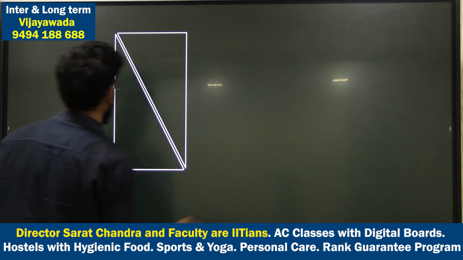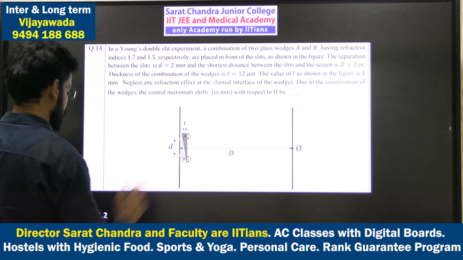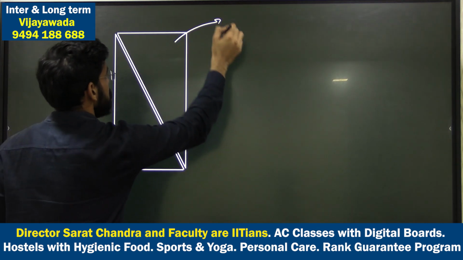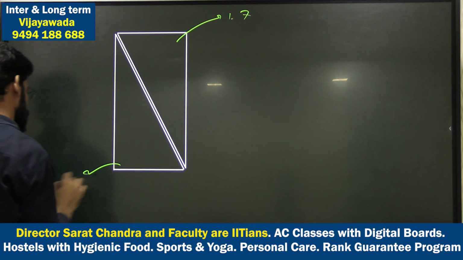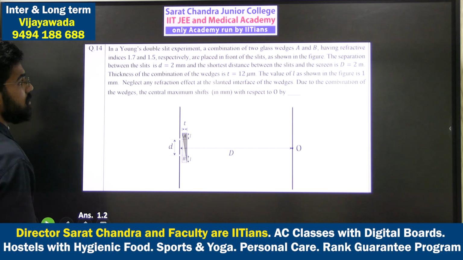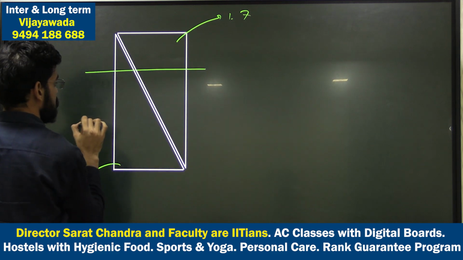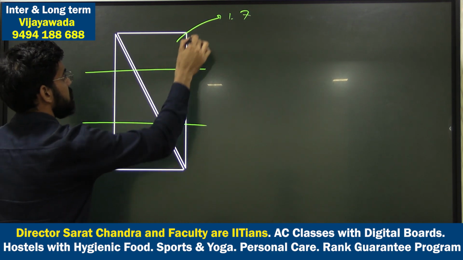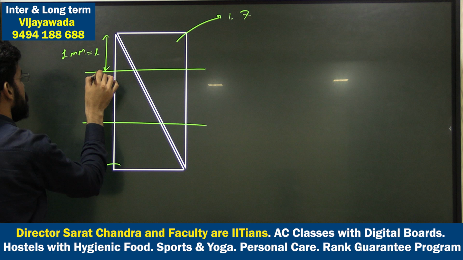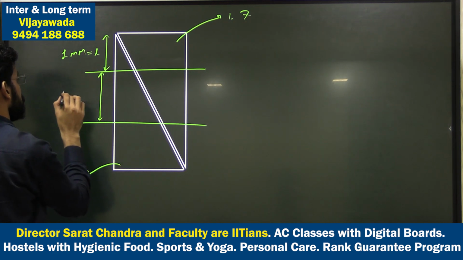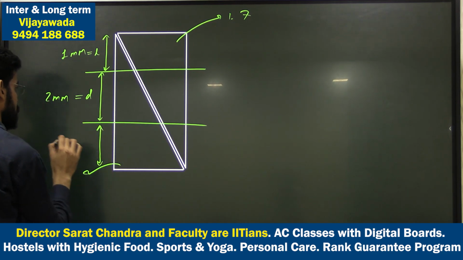Like this it is. What is happening here is, this he mentioned as A, so A has a refractive index of 1.7, and this is 1.5. Next, what he mentioned here is your slit like this. This is L, and L is 1 millimeter. And this is D, the gap where the slit is, which is 2 millimeter, and this is also L this side, which is 1 millimeter.